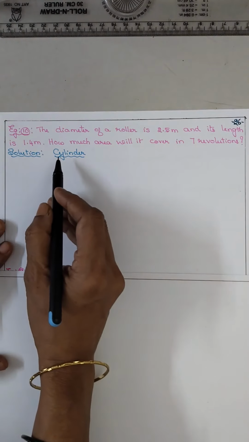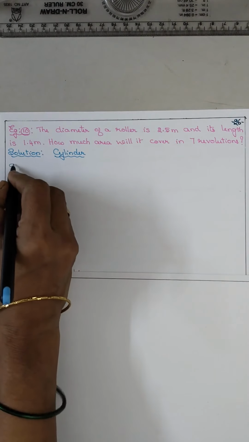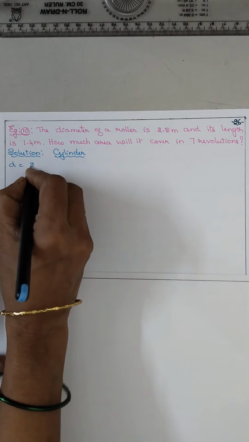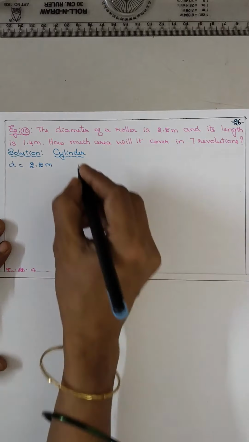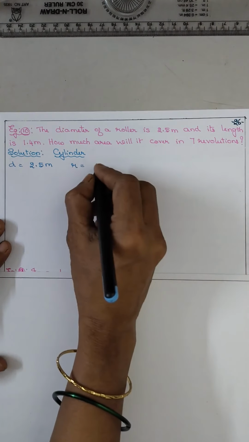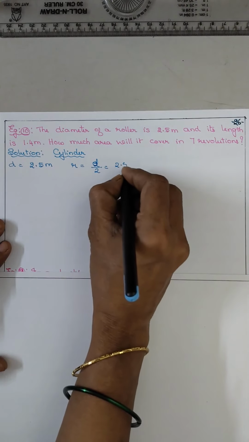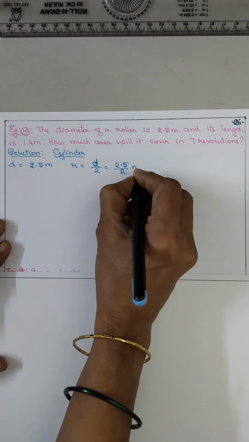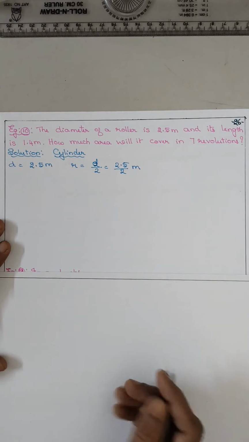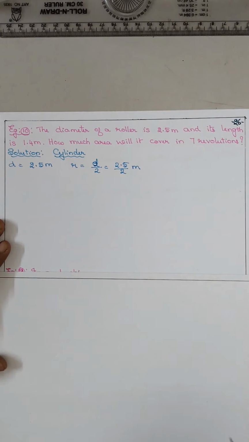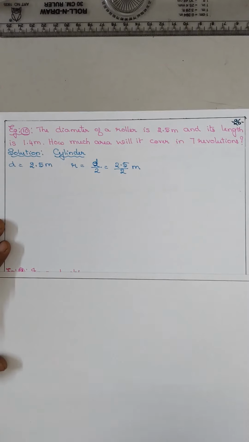So first you write the roller is in the shape of a cylinder. The diameter is given as 2.5 meter. But for the calculation we want the radius. So radius is equal to diameter upon 2, that is 2.5 upon 2 meter. Keep it like this only, for the calculation. Afterwards, during the calculation, you can divide and all.